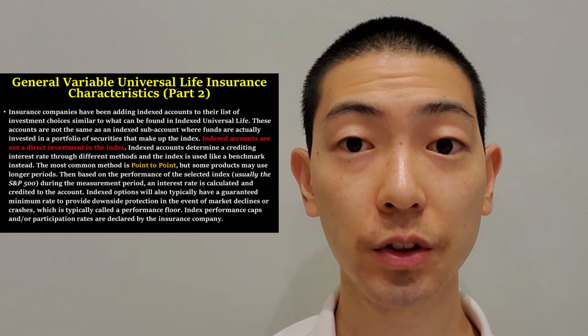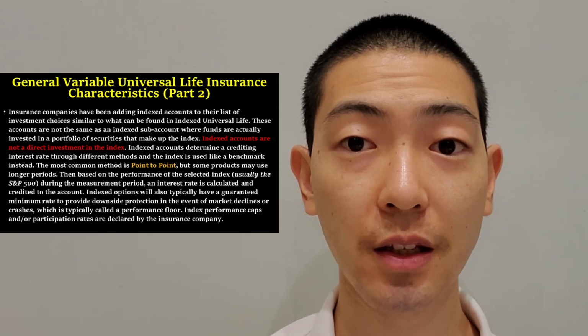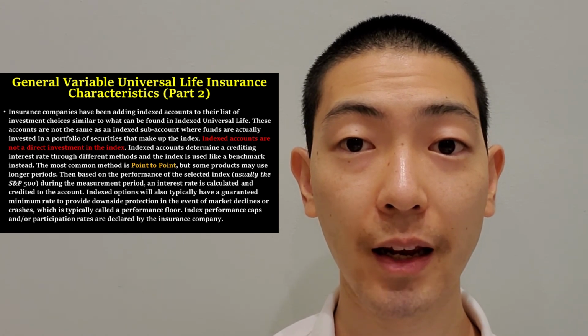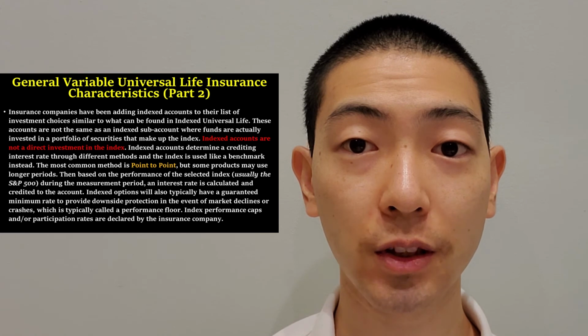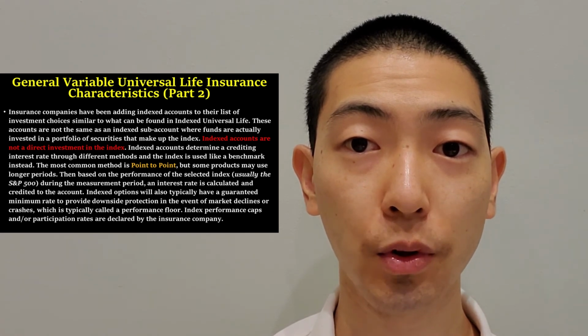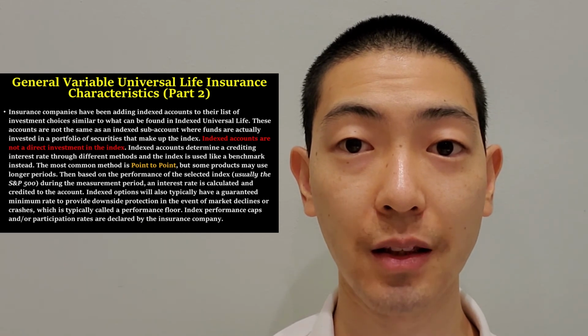Indexed options will also typically have a guaranteed minimum rate to provide downside protection in the event of market declines or crashes, which is typically called a performance floor. Index performance caps and/or participation rates are declared by the insurance company. If you need a refresher on how this works, skip to where I discuss in depth the 1 year point-to-point interest crediting method within indexed universal life in this video.